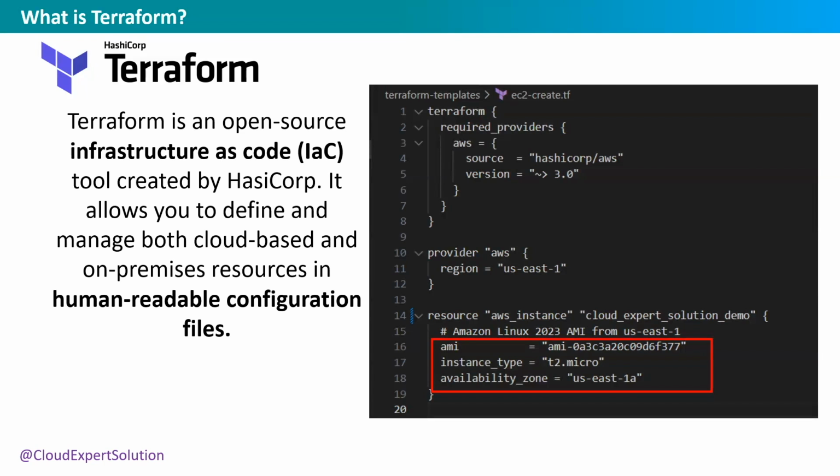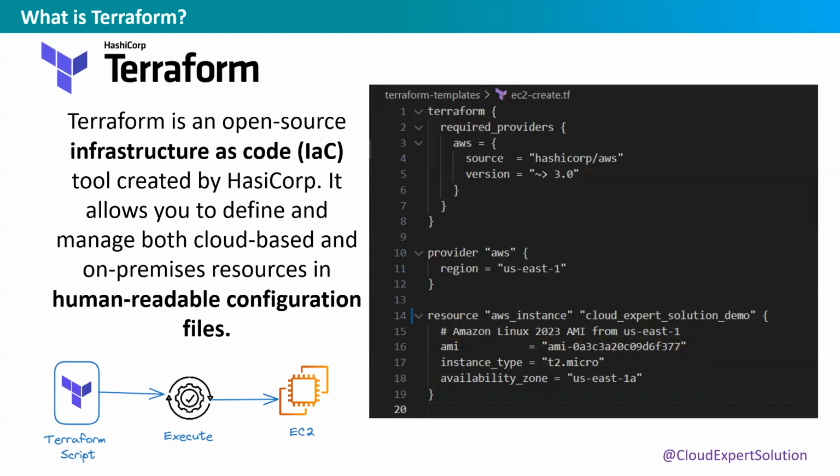You can add other parameters. Those are optional parameters. Again, availability zone is also an optional parameter. When we execute this script, it will create an EC2 instance in AWS Cloud. On a high level, it looks like this.